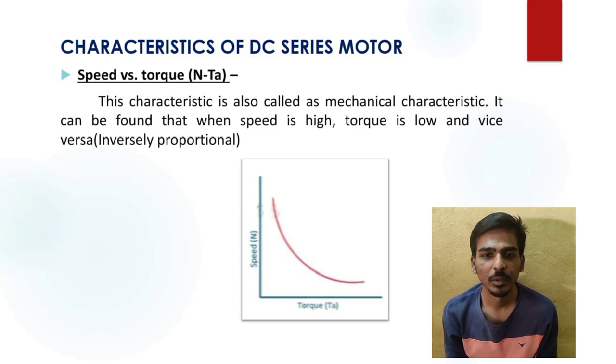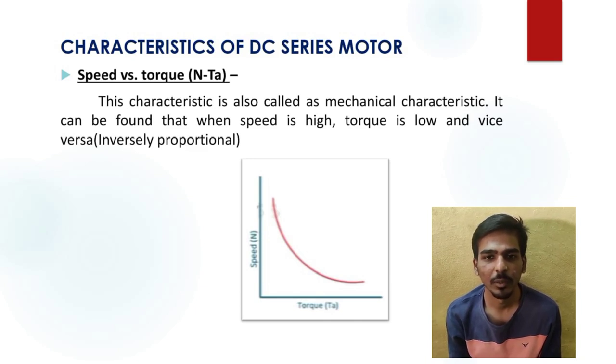The next characteristic of the DC series motor is speed versus torque. It is also called the mechanical characteristic. It is found that when speed is high, torque is low. They are inversely proportional to each other. It is in parabolic form.